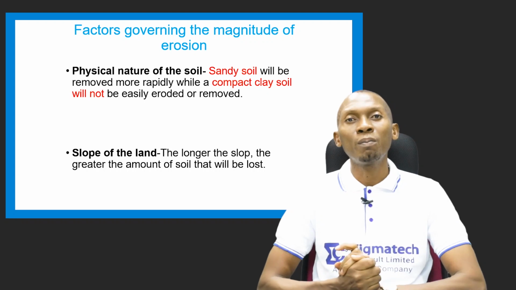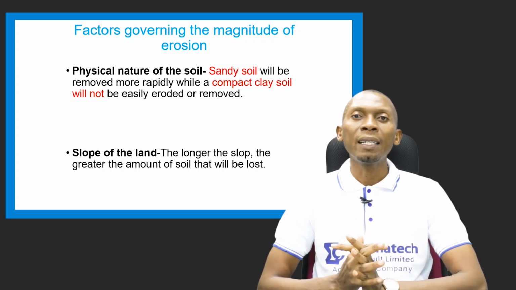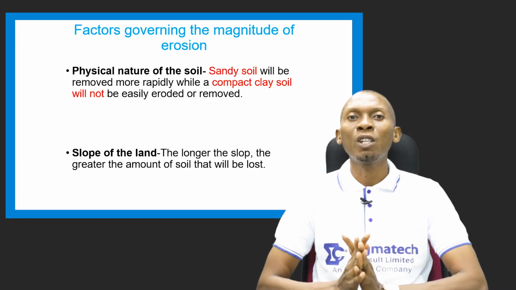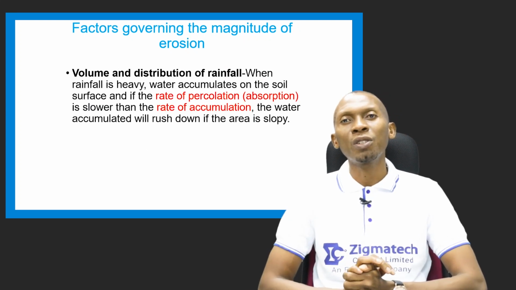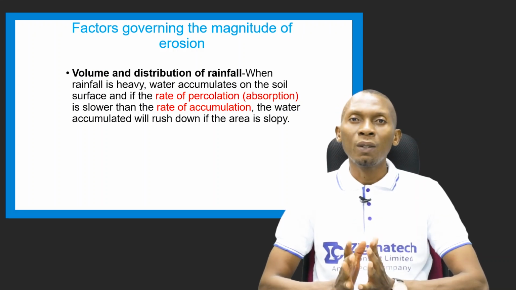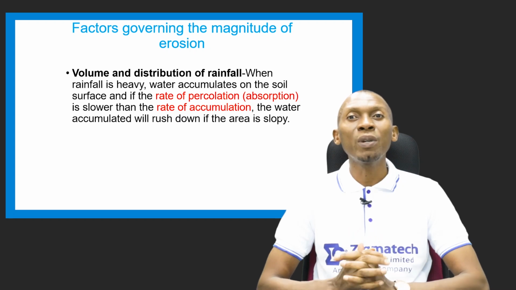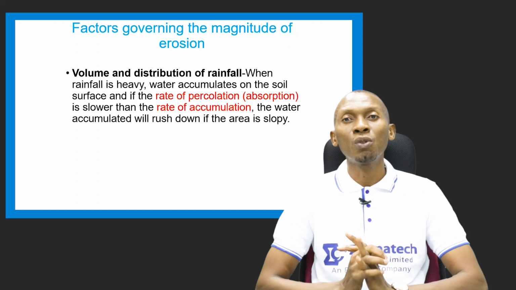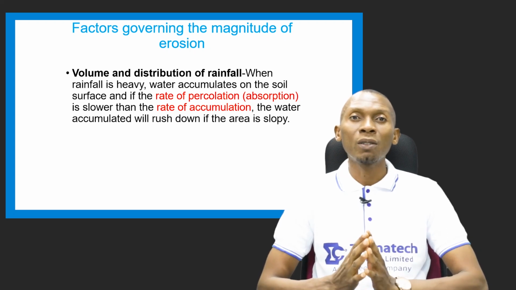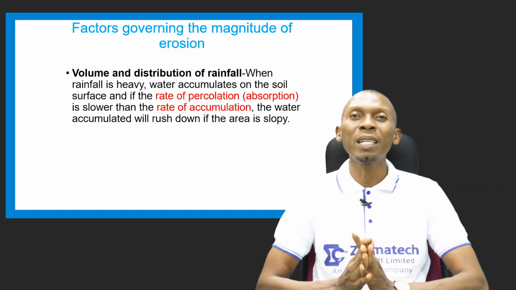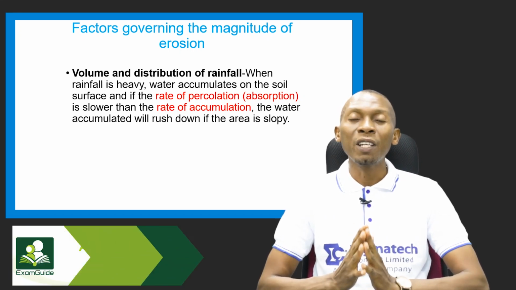The slope of the land can also be another factor that determines the magnitude of erosion. So if a land has a long slope, the amount of soil that will be lost will be greater as compared to a land that has a shorter slope. We also have the volume and distribution of rainfall. So when the rain is heavy, the water will usually accumulate on the surface of the soil. And when water accumulates on the surface of the soil, if the rate of percolation, and now what is percolation? This has to do with the downward movement of water into the soil, which we can also call absorption. So when water accumulates on the soil surface, if the rate of percolation is slower than the rate of accumulation, the accumulated water will now rush down the soil or the land, especially if the area is slopey.